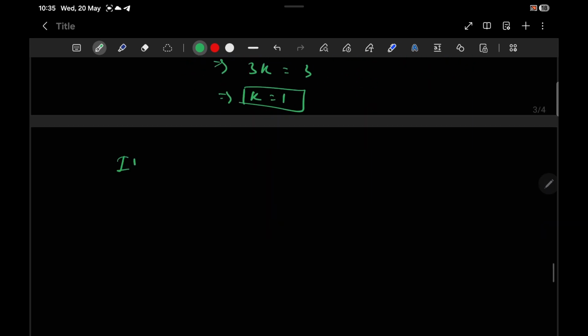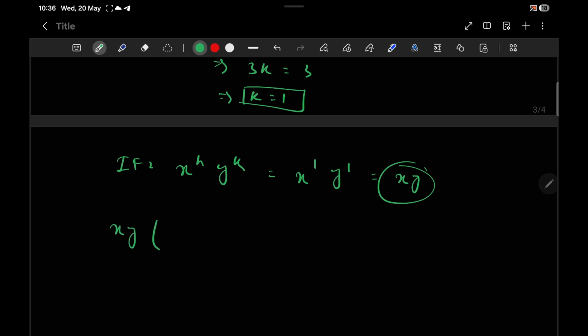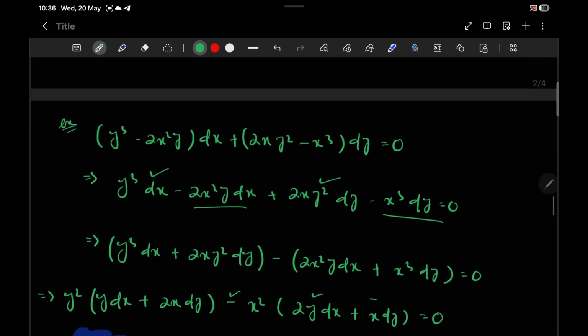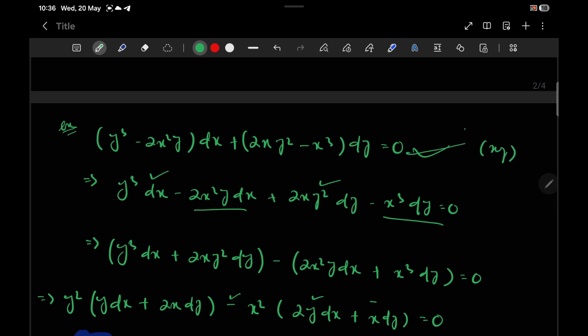So our integrating factor is x to the power h and y to the power k, so that is x to the power 1, y to the power 1, that is xy. So let's multiply the integrating factor with our original equation, that is xy multiplied by (y cube minus 2x square y) dx plus xy into (2xy square minus x cube) dy, that is equal to 0. So this was our original equation. We have multiplied xy with this.